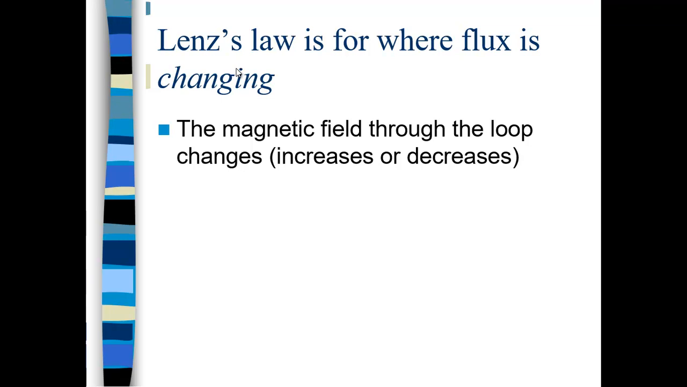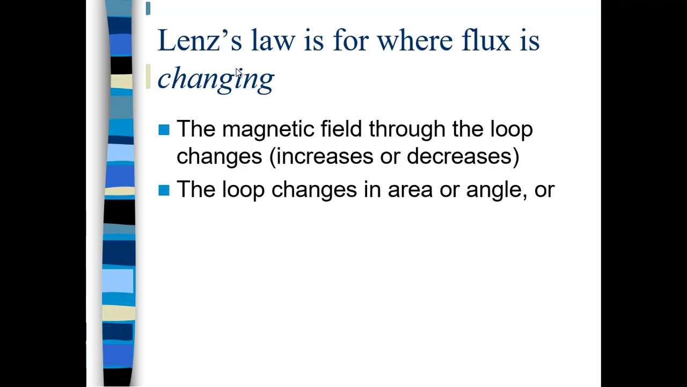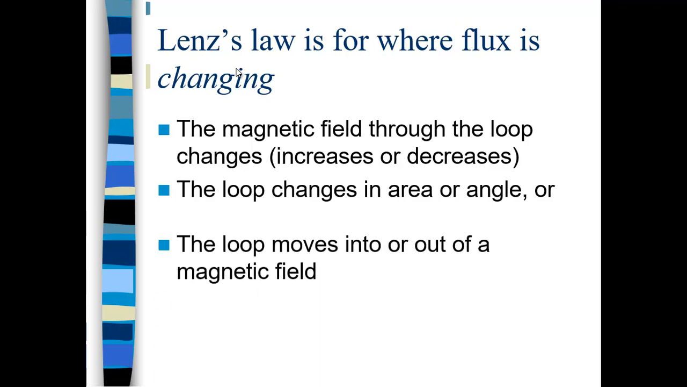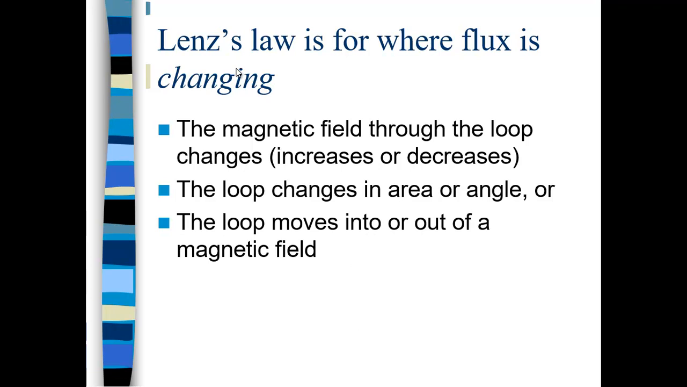So the magnetic field through the loop changes in the previous slide just by moving the magnet. It either increases or decreases the flux, or this can happen through the loop changing in area, or by the loop changing in angle, or the loop moving into and out of a magnetic field.